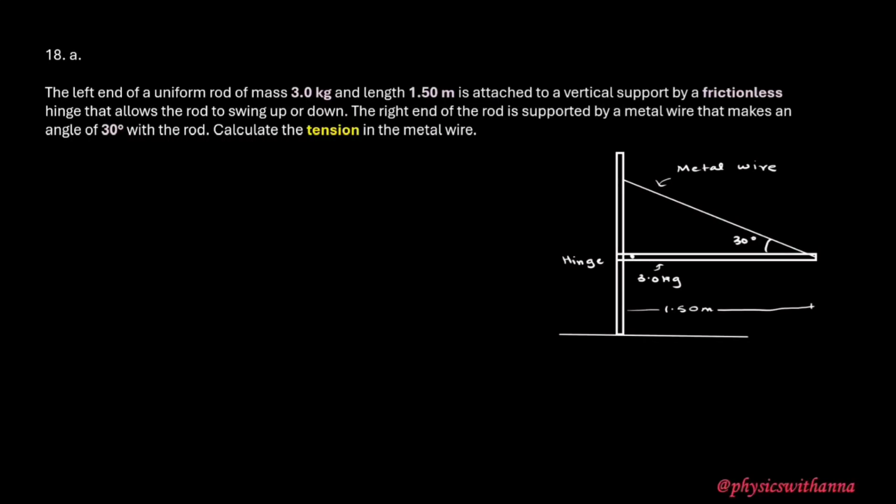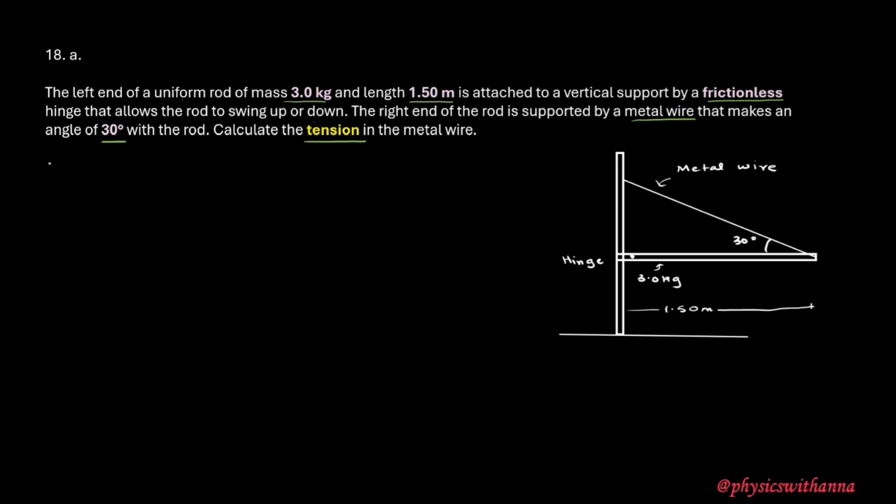In this video, we are going to discuss a problem based on a uniform rod supported by a metal wire in static equilibrium. The question says the left end of a uniform rod of mass 3 kg and length 1.50 meter is attached to a vertical support by a frictionless hinge that allows the rod to swing up or down. The right end of the rod is supported by a metal wire that makes an angle of 30 degrees with the rod. Calculate the tension in the metal wire.